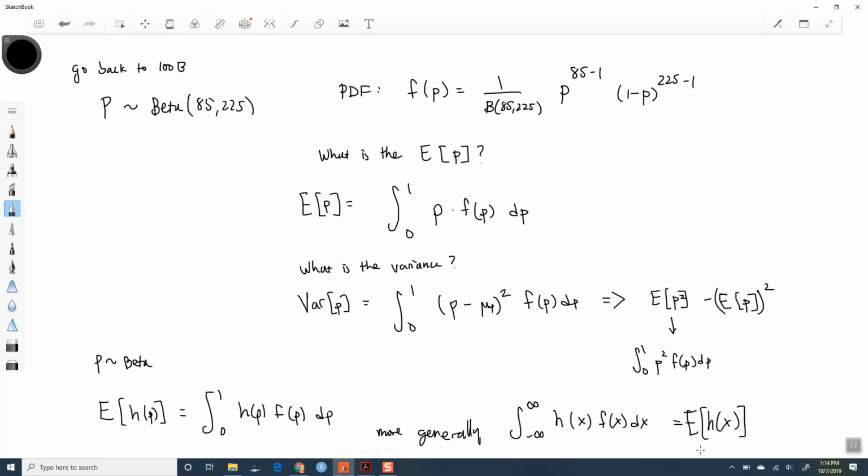Do we feel okay with all of this? All right. Because technically, I can rewrite the variance as the expected value of p minus mu squared. That's all we're doing.